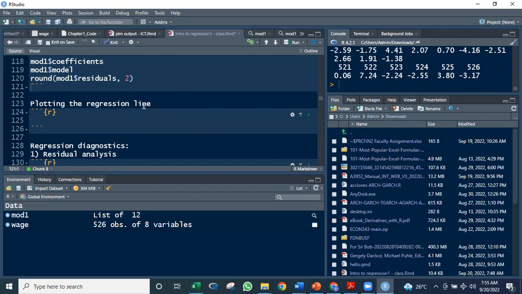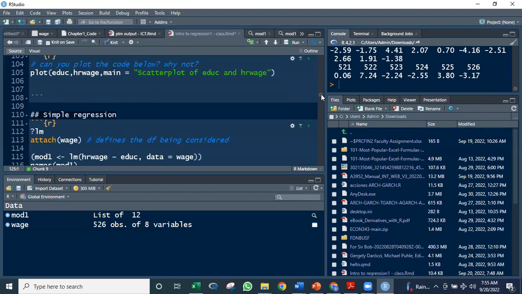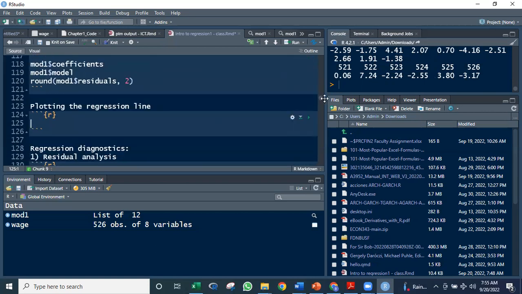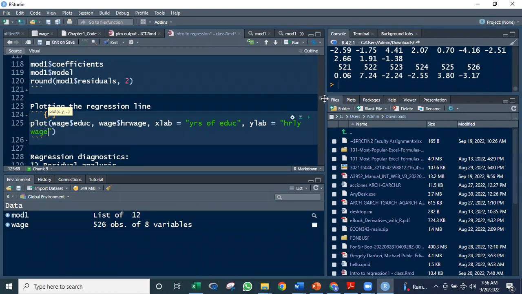We learned also last time how to plot the regression line. I'm sorry, I lost my plot here. Okay, so let me just plot this once again. We're plotting wage, on the x-axis you have education, and then on the y-axis the hourly wage, right? And what we did was to label the x-axis, xlab, as years of education, in quotations, and then our ylab is equal to hourly wage, okay? And we can give a label to the main plot: scatter plot of education and hourly wage.